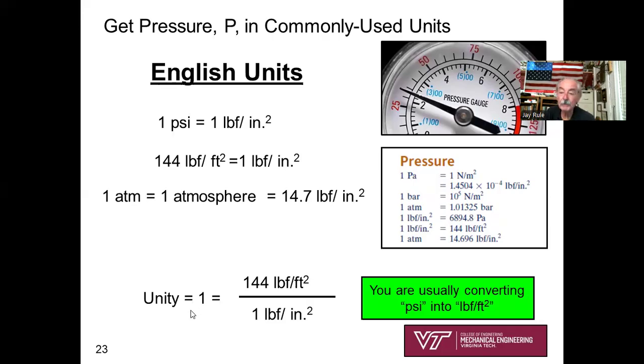Okay, so remember my unity trick. You're usually converting pounds per square inch, which would be given in a problem statement, and it is very common that you need to transform your pressure into pounds force per square foot. So my unity trick: 1 equals 144 pounds force per square foot divided by 1 pound force per square inch. That's how you do that.